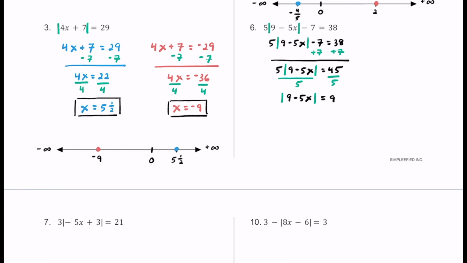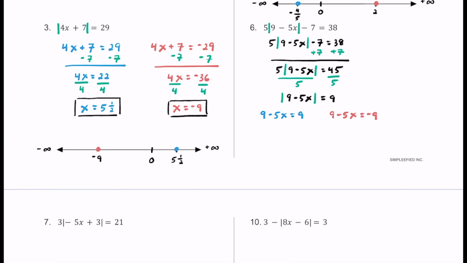Now that we have the absolute value bars isolated, what we can do is write our two different equations. So one equation here is going to be 9 minus 5x, and that's going to equal 9. And our second equation here is going to be 9 minus 5x, and that equals negative 9.